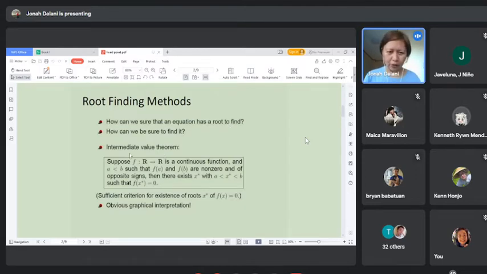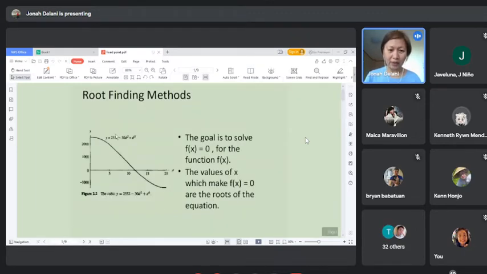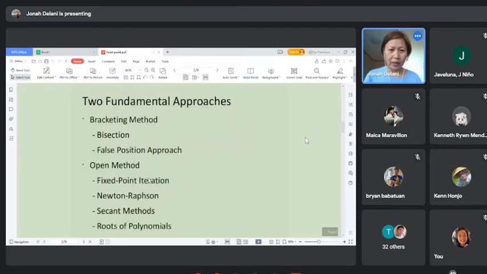From the graphical interpretation, that will be very obvious, right? That is the intermediate value theorem. We will have around, at least, 5 methods of root finding that we will discuss within the subject.